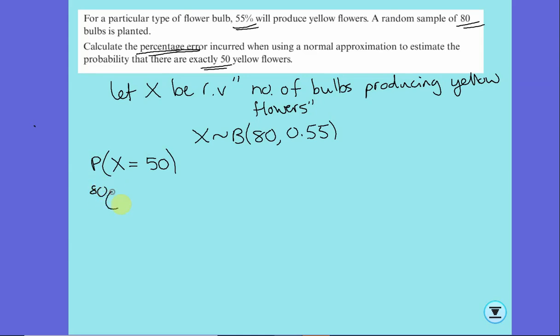So we have 80, we're going to choose 50. Probability of success, to how many times we want it to be successful, in this case 50. Probability of unsuccessful, or q, or 1 minus p, raised to the, what else we have.